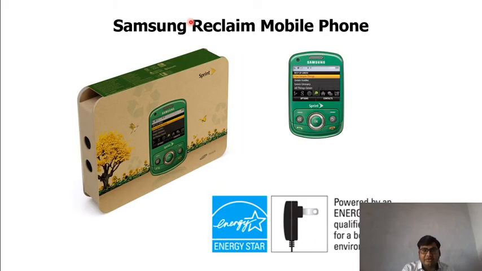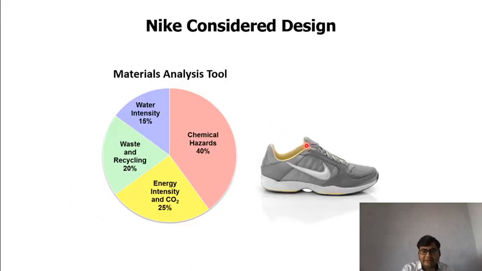Then this Samsung Reclaim mobile phone, which they have produced from waste materials. This mobile phone is produced from waste materials, so it is an example of remanufacture and recycle. And also its charger is an Energy Star charger, so it consumes a low amount of energy. So this is an environment friendly phone, and this is an example of design for environment.